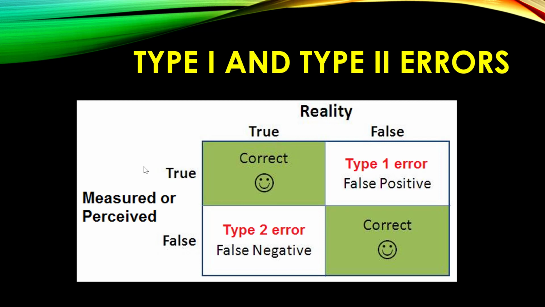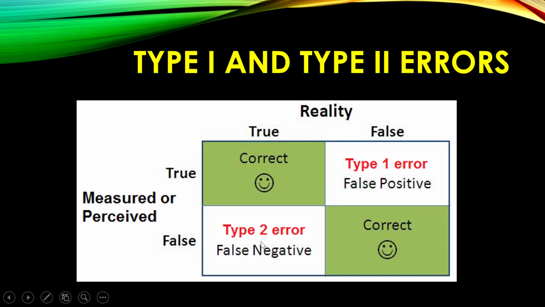Finally, I want to say that because we're inferring data results from the sample population to the target population, there can be errors. And so if we're looking at the difference between the measured or perceived results of a study, let's say in the sample, versus the reality of what's in the target population, we can get type 1 or type 2 errors. With type 1, this is looking at a false positive. And so we measure that things are true, but in reality they're false.